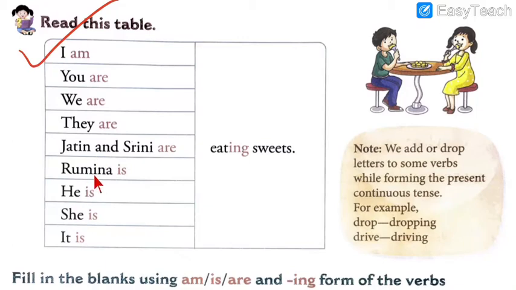Next is the use of is. Now is is used whenever the subject is singular, only one. He means I am pointing to one boy, she means I am pointing to one girl, it means I am pointing to either one animal or one thing. And even if I say Rumina is eating sweets, that means I am only talking about one girl, singular. So whenever it is singular, we have to use is.